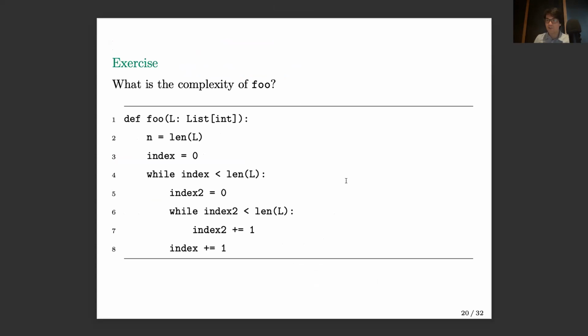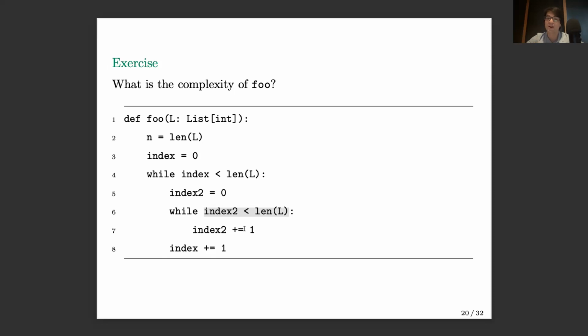What is the complexity of this function? You're given a list L. It has length n, and I'm going to spin up another index, and then both of these indexes are going to walk to the length of the list. So let's count. How many assignments does this do? How many assignments at line 3? How many times do we do a comparison? How many times do we do this assignment? How many times do we do this comparison? We do a comparison here n times, and we repeat that n times.